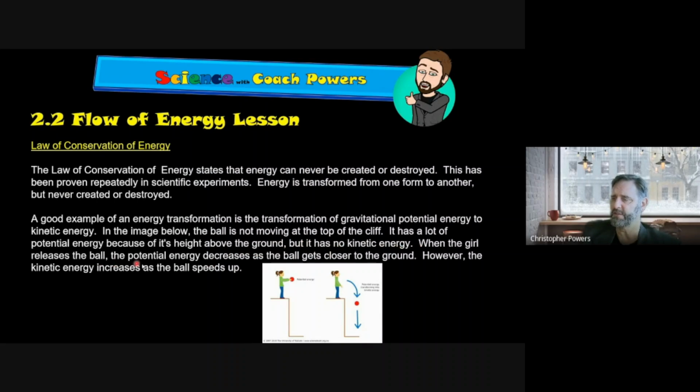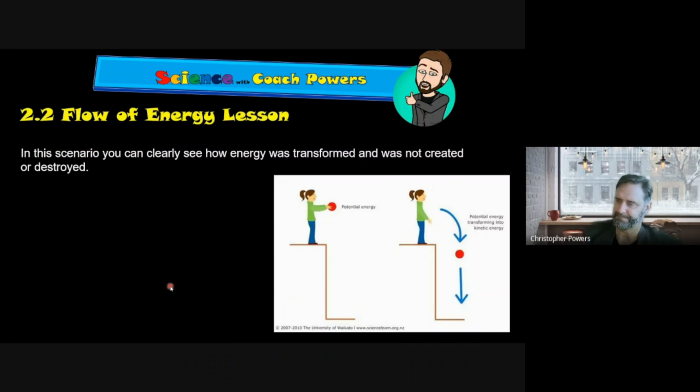And when the girl releases the ball, the potential energy decreases as the ball gets closer to the ground. However, the kinetic energy increases as the ball speeds up. So it's almost like an inverse relationship. All right, the flow of energy lesson continues. In this scenario, you can clearly see how energy is transformed, not created nor destroyed. And when it goes to the bottom here, you might have basically some release of energy of no potential and no kinetic if it stops, but it still has some forces that can act upon it. Okay.